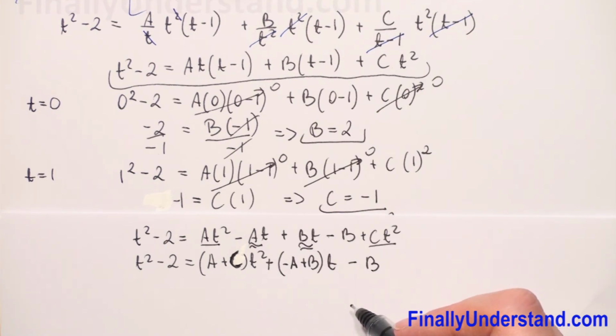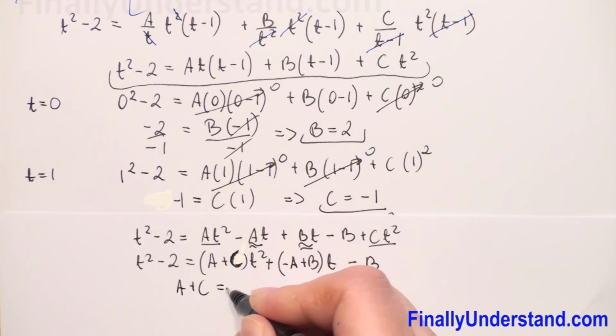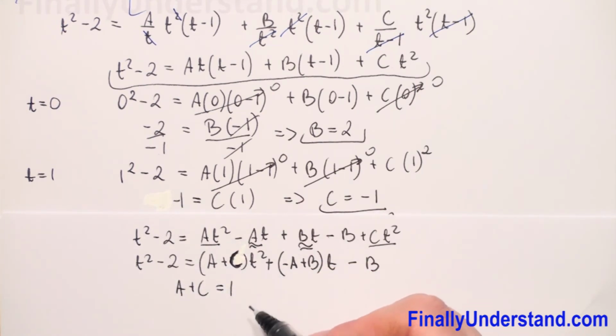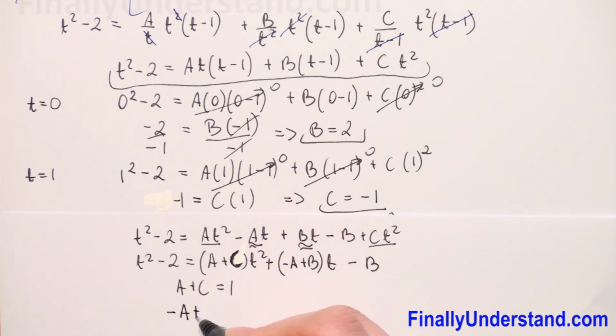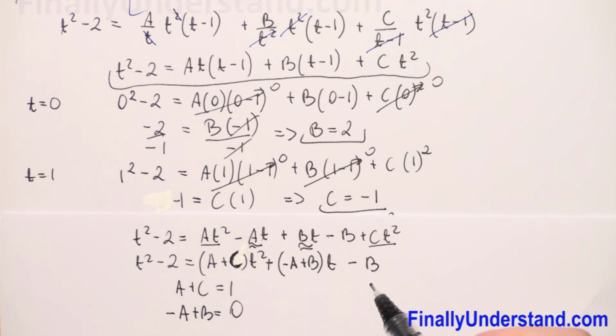So now let's see what we have here. When the left side is equal to the right side, the coefficient before t squared on the left is an invisible 1, so the coefficient before t squared should be equal to 1. So whatever we have here, a plus c, must be equal to 1, because left side must be equal to the right side. Next we have negative a plus b times t. On the left side we don't have t, it means the coefficient is equal to 0. So we have the next equation, negative a plus b is equal to 0. And we don't have to write more, because we have b and c, so we can find a from the first equation.